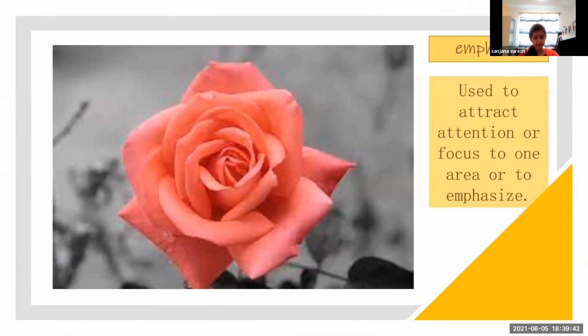Emphasis is very common in photography. It is used to attract or focus into a particular area or a particular object. So in this picture itself, the main highlight is the rose. The color is given to the rose and the background is given black and white.